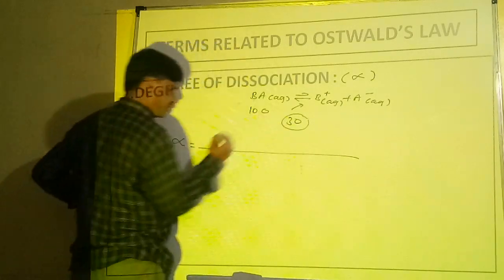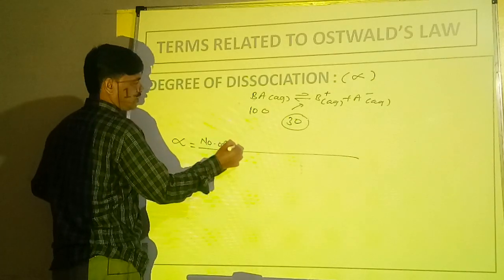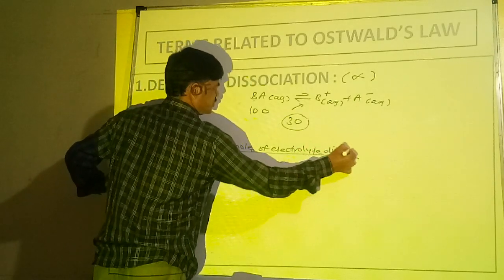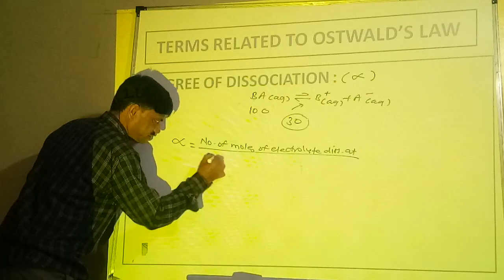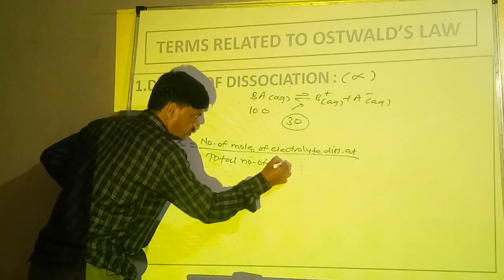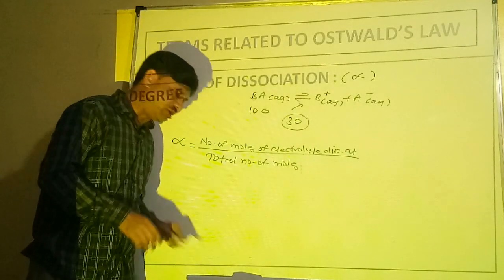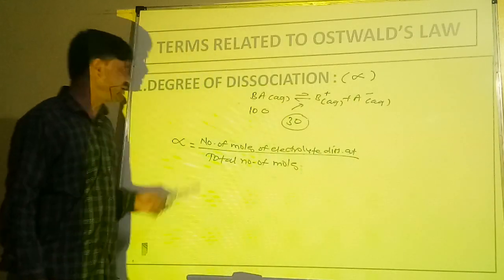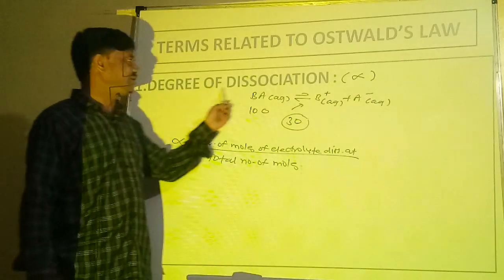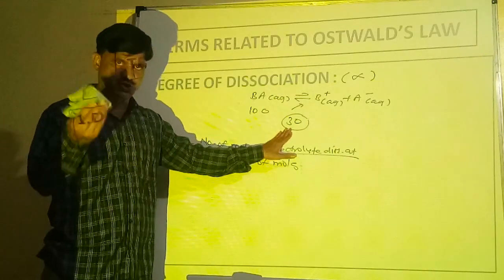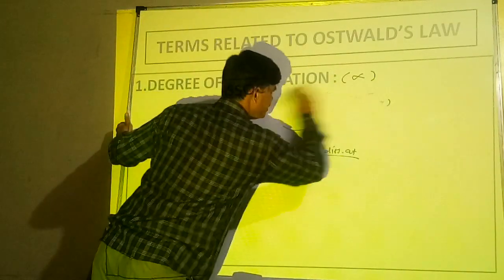So remember how to define degree of dissociation alpha. It is nothing but a ratio: the number of moles of electrolyte dissociated at equilibrium to the total number of moles initially present. This ratio gives you alpha. Alpha is the degree of dissociation. Suppose out of 100 moles initially present, 20 undergo dissociation, then what should be the alpha value? 0.2. That will be the degree of dissociation.